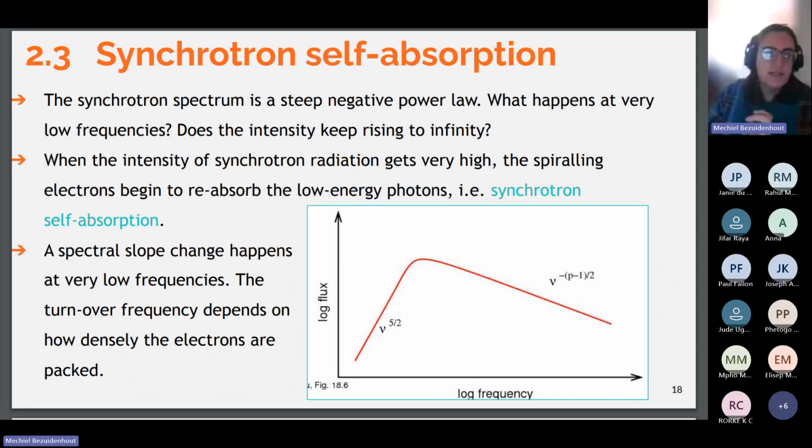But if the source can't keep up that acceleration, then you're right that the electrons are going to start losing their energy, and then the peak is going to shift. But for the most part, in AGN and pulsars and so on, there's a pretty steady supply of relativistic electrons. That answers your question.